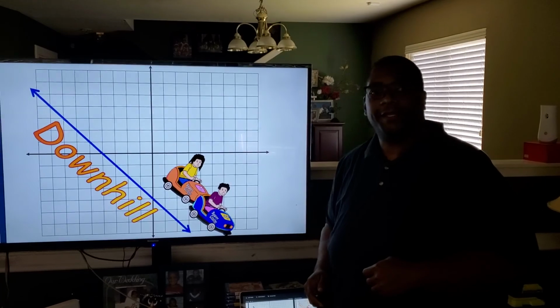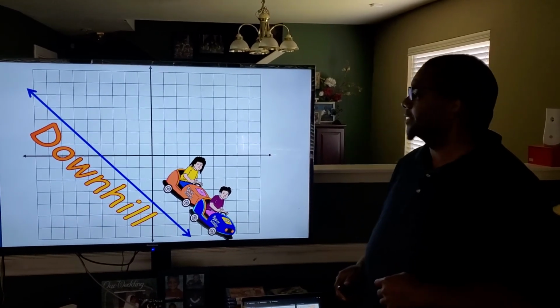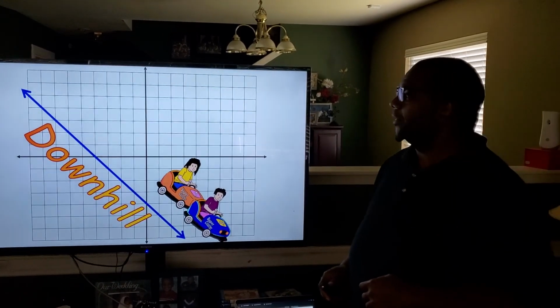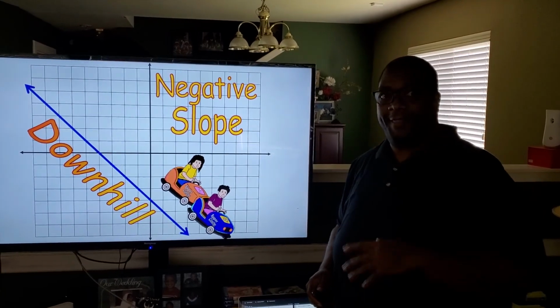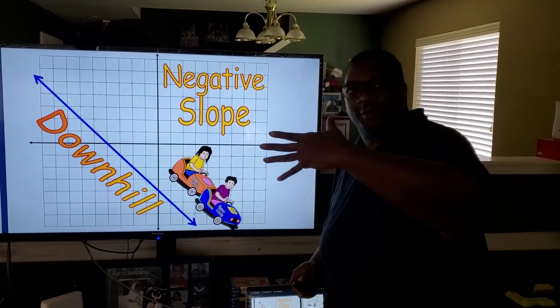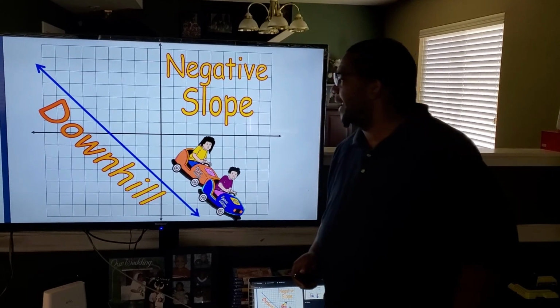Then we have the downhill slope. Negative, or the negative slope. That's when all the excitement starts rushing out. So we have a negative slope.